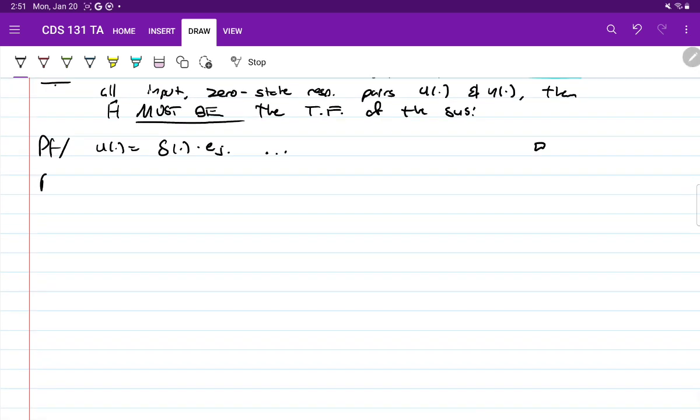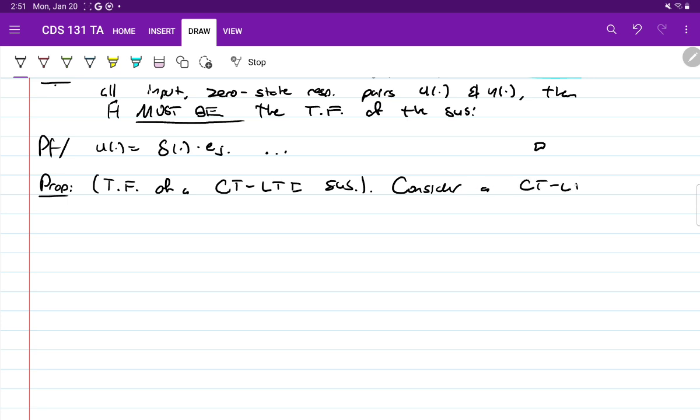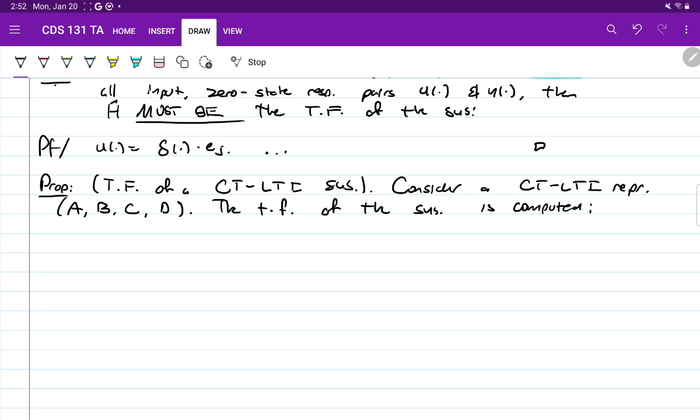Okay, so I'll say proposition, which is the transfer function of a continuous time LTI system. Consider a CT LTI system representation, which remember is specified by a tuple (A, B, C, D). Then the transfer function of the system is computed as h hat of s equals C (sI minus A) inverse B plus D.